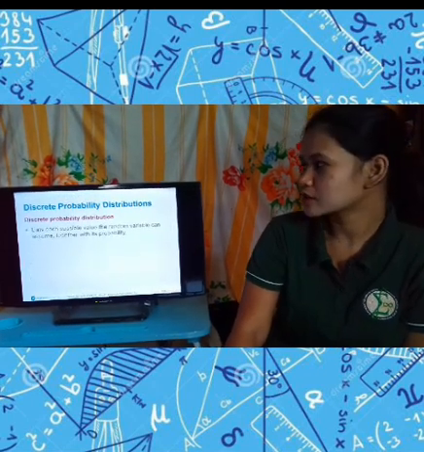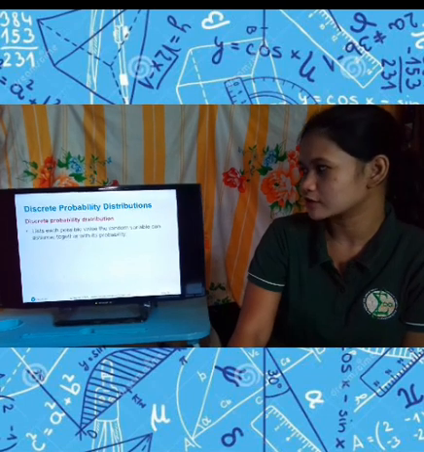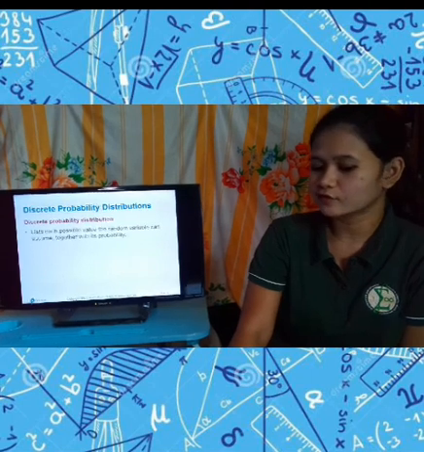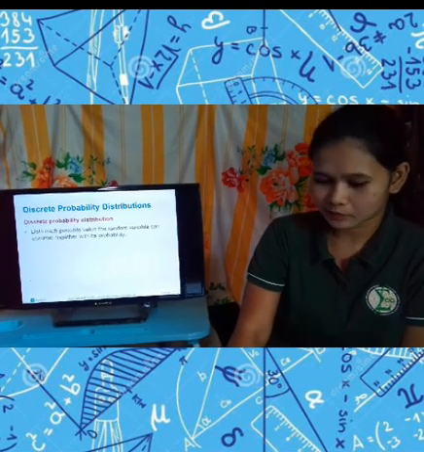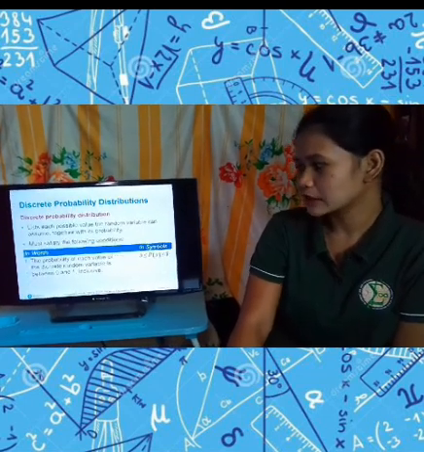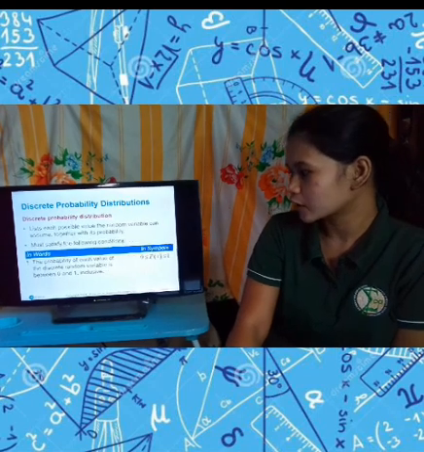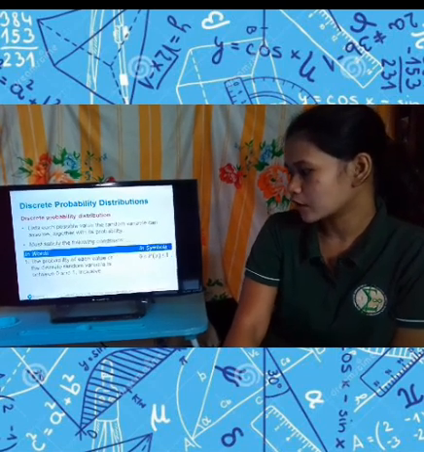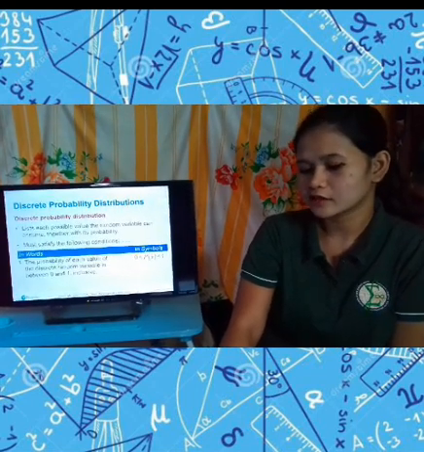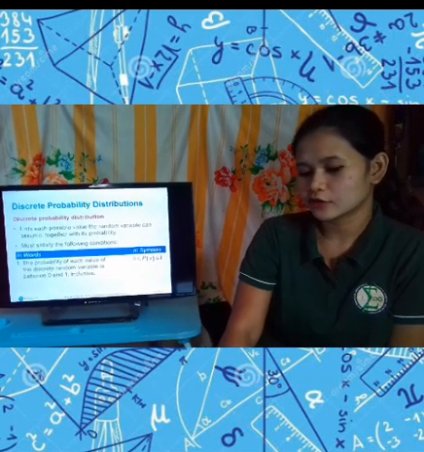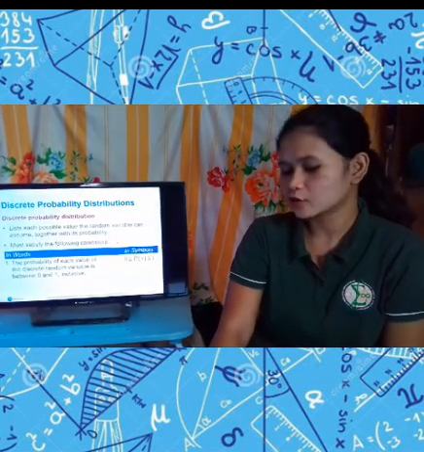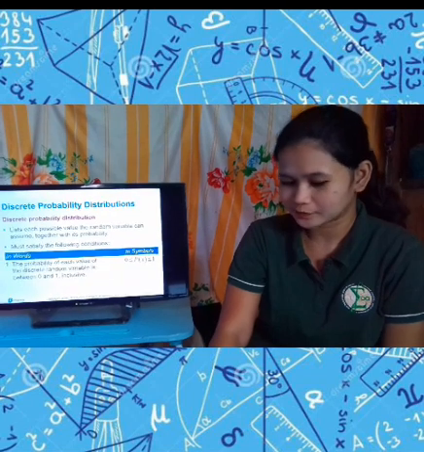So next, let's proceed to the discrete probability distributions. A discrete probability distribution lists each possible value the random variable can assume together with its probability. And it must satisfy the following conditions. First, the probability of each value of the discrete random variable is between 0 and 1 inclusive. Or in symbols, it is 0 is less than or equal to P of x, which is less than or equal to 1.